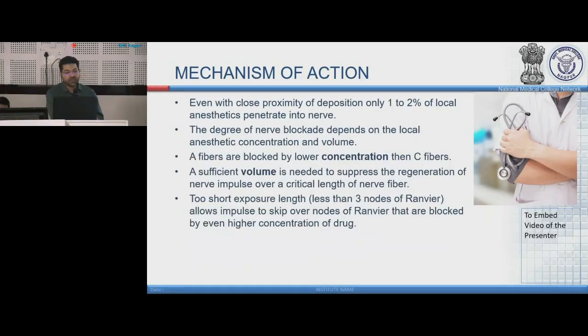Even with close proximity of deposition, only 1 to 2% of local anesthetic penetrates into nerve. The degree of nerve blockade depends on local anesthetic concentration and volume. A fibers are blocked by lower concentration than C fibers, and we need sufficient volume to suppress the regeneration of nerve impulse over a critical length of nerve fiber. Too short exposure length allows impulse to skip over nodes that are blocked, even by higher concentration of drug.